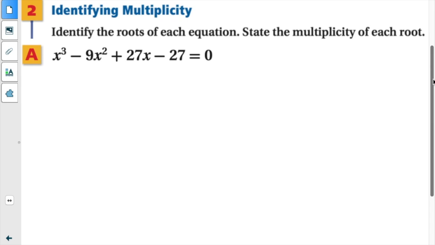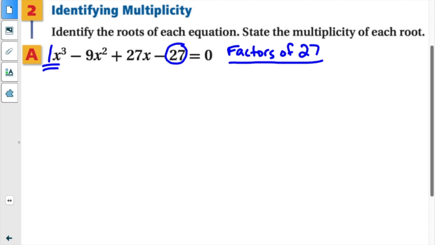It's going to say all the possible factors can be listed as all the factors of p, which is the last number on there. It's the number with no x's. It's the constant. So we're going to list the factors of 27, all of them, over the factors of the leading coefficient. Now the leading coefficient is basically the first number, which in our case would be 1. So we're going to put all the factors of 27 over all the factors of 1.